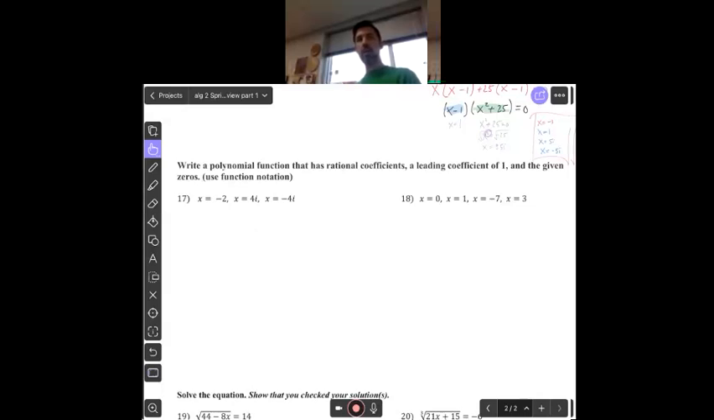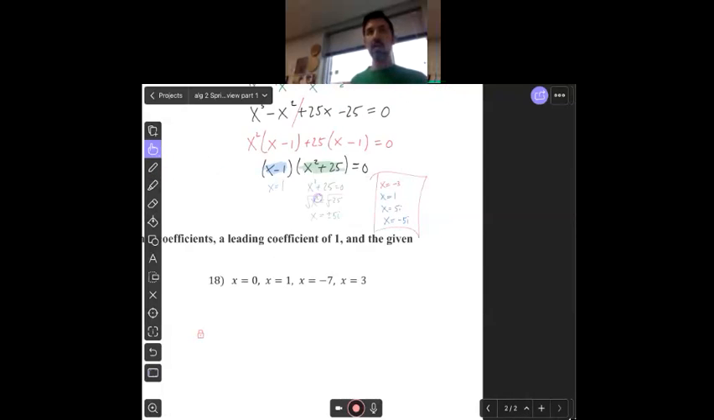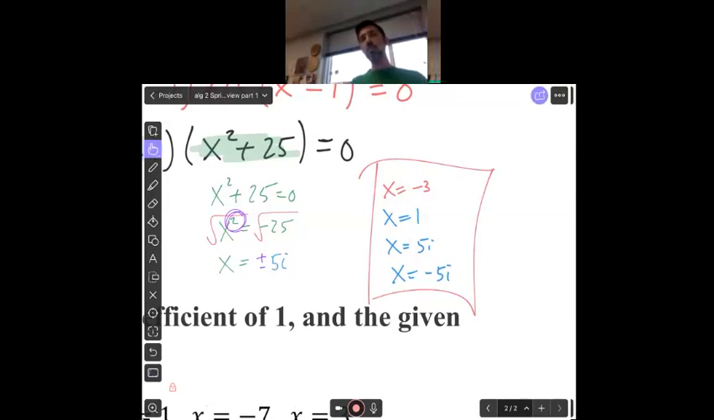This is essentially the backwards of what we just did. I'm giving you the answers. I want you to give me the problem. Right? I want you guys to write a function. Write a problem that has these answers is essentially what this says. You don't really need to worry about the rational coefficients part. You don't really need to worry about the leading coefficient of one part. It'll take care of itself if you do the problem correctly. It'll just happen. You don't need to worry about making it happen. But I'm giving you the answers. Okay? I'm giving you this part.